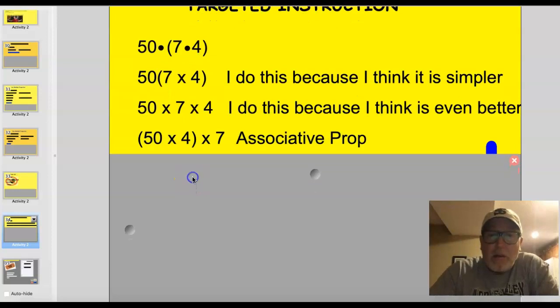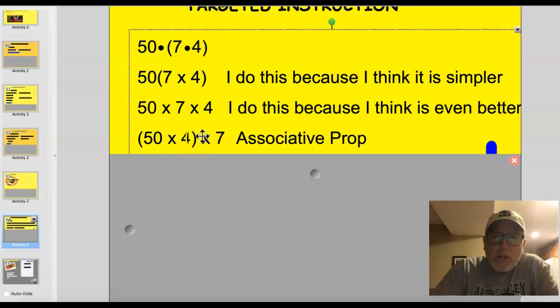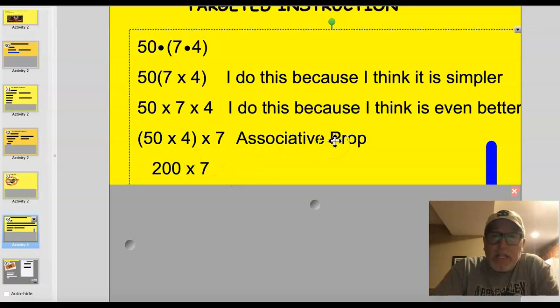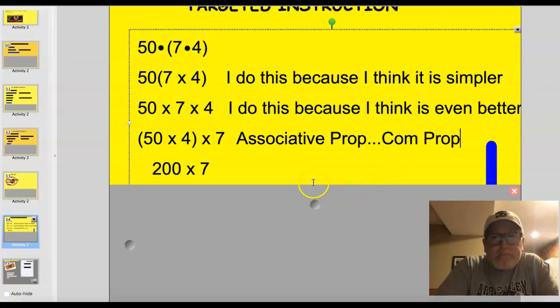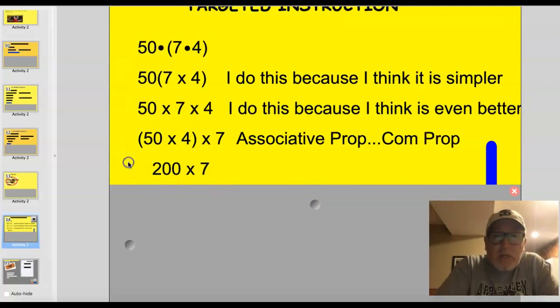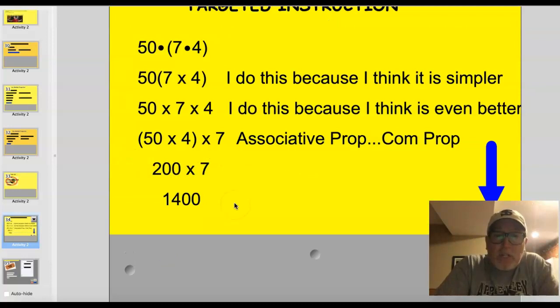Now, I'm going to probably use the associative property and the commutative property, and I'm going to flip that 4 over there and do 50 times 4, which is going to give me 200. And then I can take the 200 times 7. I got the commutative property in here too. Sorry. And again, I used two properties at the same time, the associative property and the commutative property, to solve that bad boy and get the 1400.